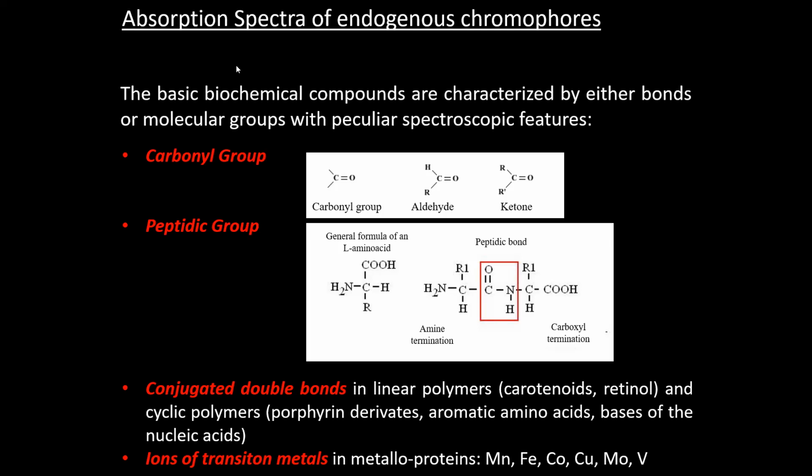When studying biological molecules and compounds, there are some chemical groups that have typical signatures. For example, the carbonyl group that is present in the aldehydes, in the ketones, has got a typical absorption band in the visible.